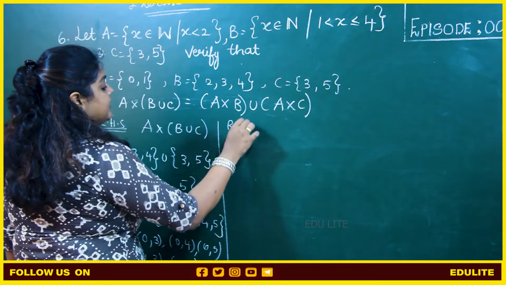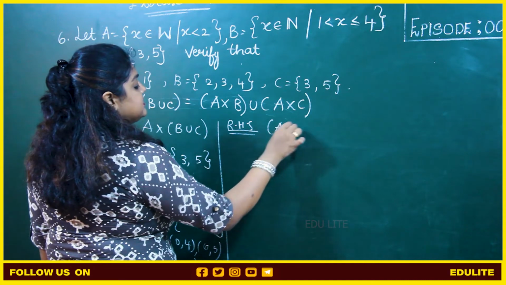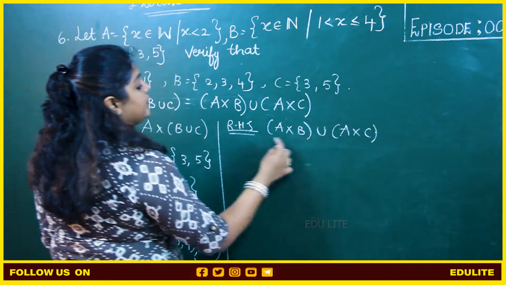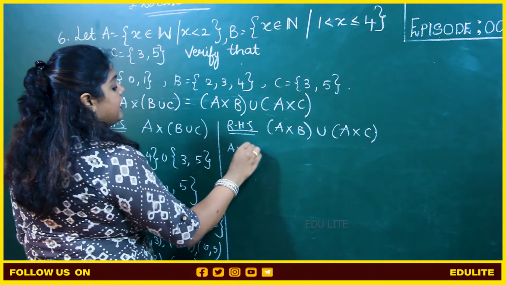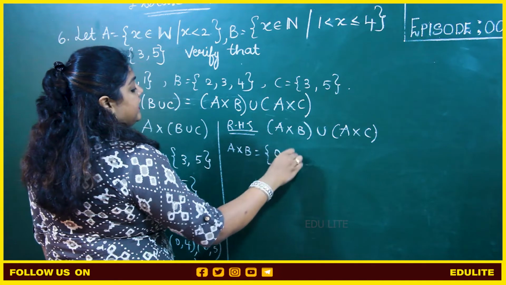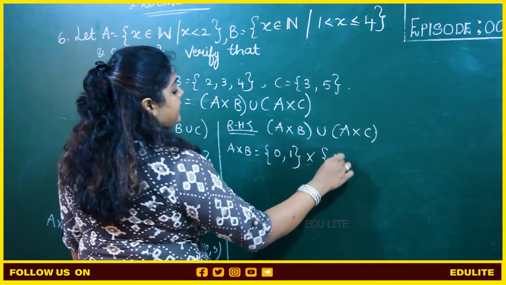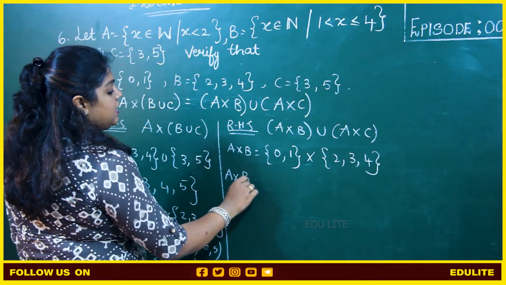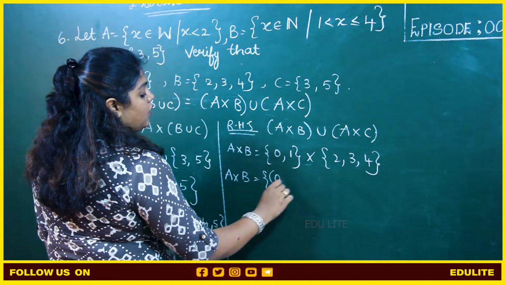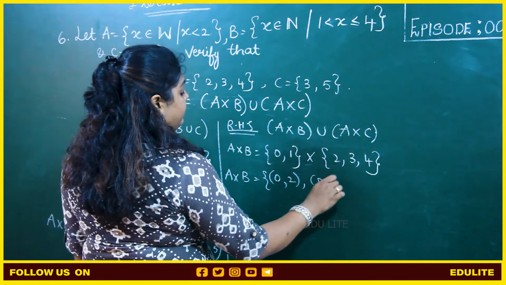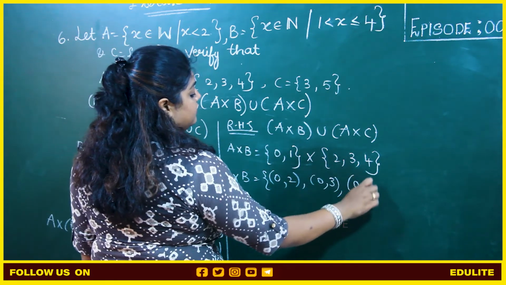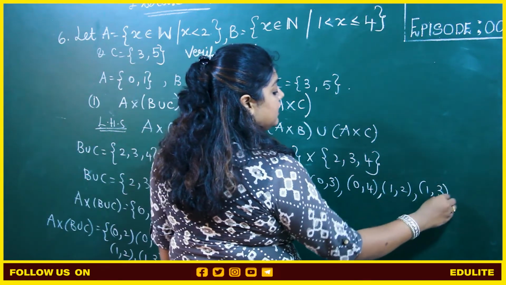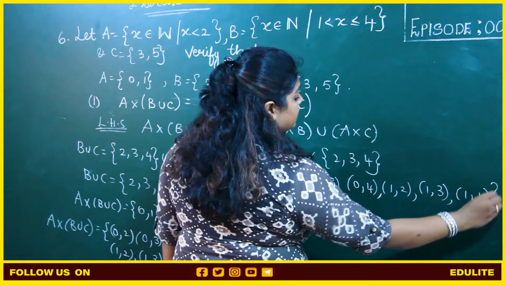So moving on to the right hand side. Right hand side is given as A cross B union A cross C. So we will do it one by one. First we will complete A cross B. Set A is {0, 1} cross set B is {2, 3, 4}. So A cross B will be (0, 2), (0, 3), (0, 4), (1, 2), (1, 3), (1, 4).